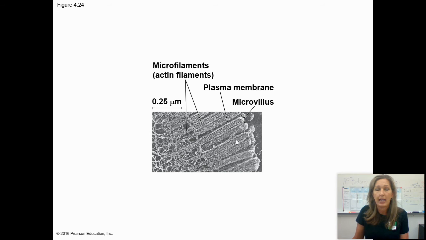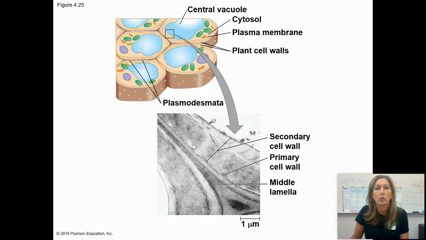So cells that line your small intestine are going to have lots of extra folds in them in order to be more efficient at absorbing the nutrients that you are taking in. And in order to help maintain that structure, we have these little microfilaments. Microfilaments are just smaller fibers of the cytoskeleton to help maintain that structure.